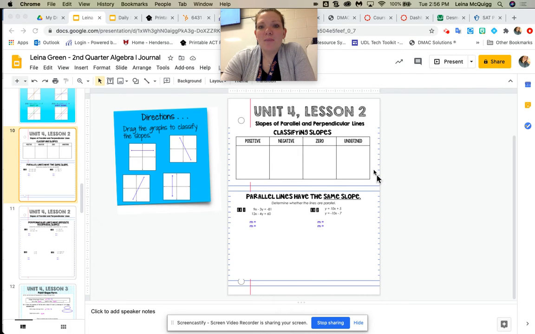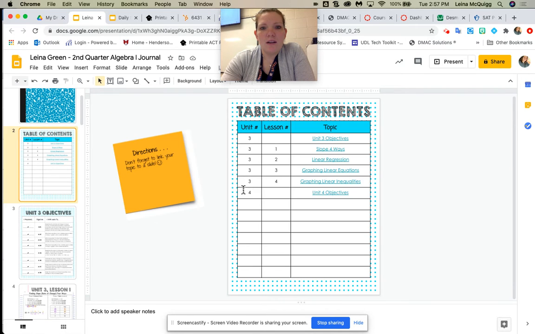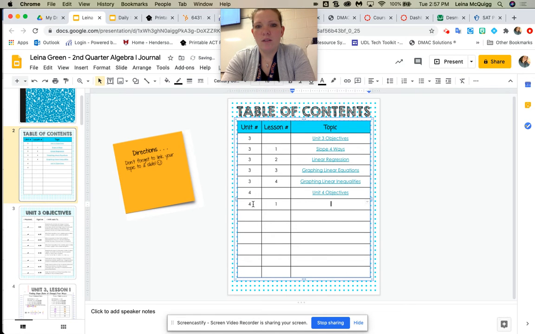We're going to take notes on slope of parallel and perpendicular lines. We're going to work through these two lessons, so we need to go ahead and update our table of contents. I think I need to add lesson 1 back on here. So 4-1 was linear transformations. And today we're doing 4-2, which is slopes of parallel and perpendicular lines.